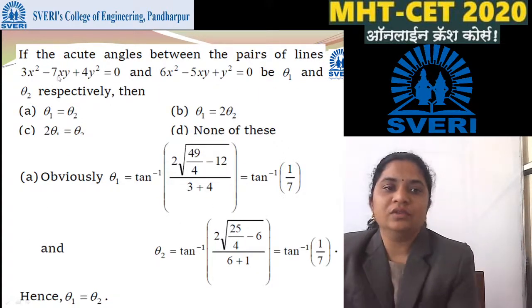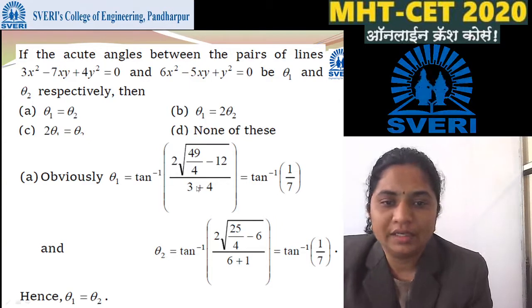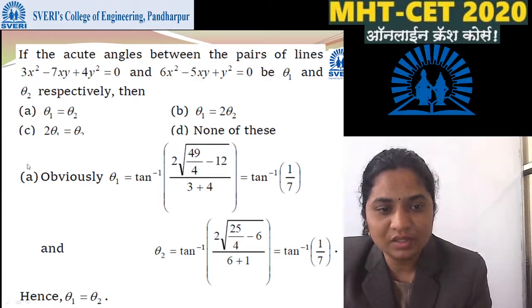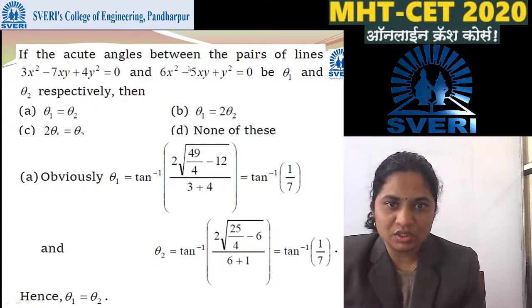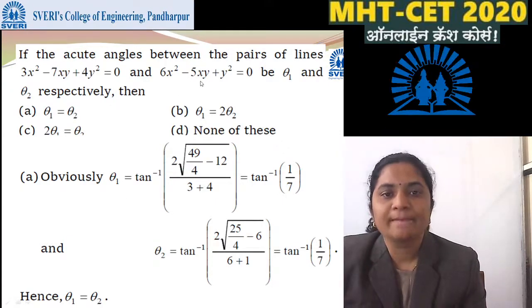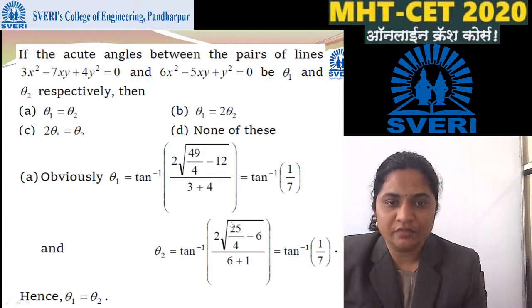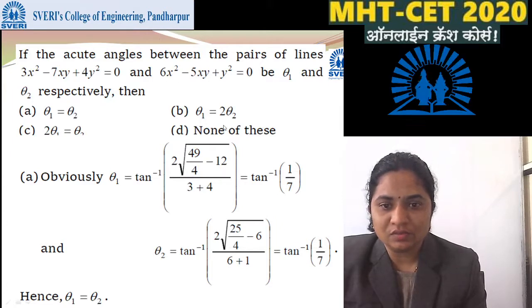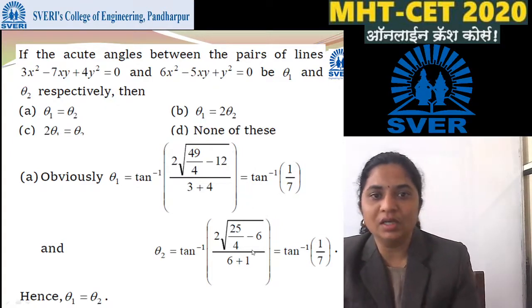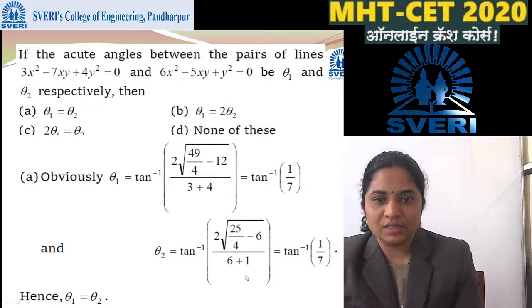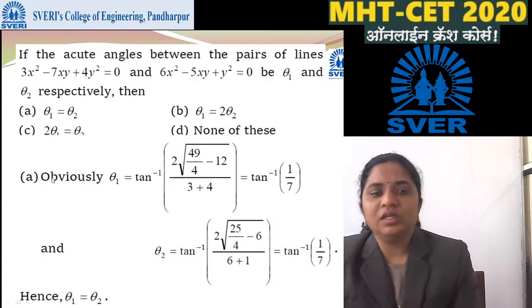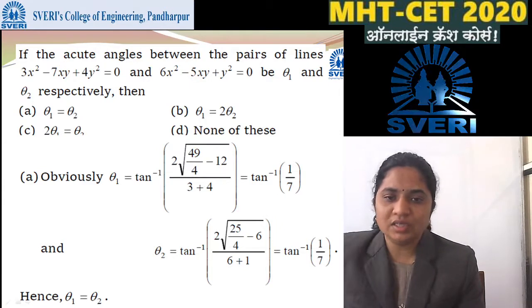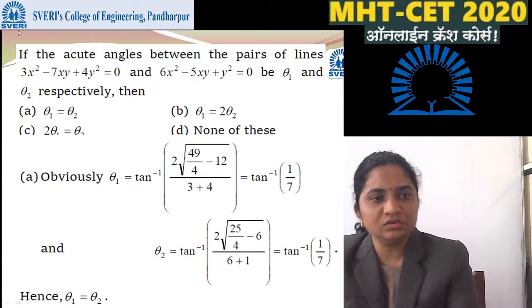Again, for the first equation, we write this, that is tan inverse 1 by 7. And for the second equation also, tan inverse 2 root h square, h is here 5 by 2, and if we square it, 25 by 4, minus ab, a is here 6, b is 1, so 6 into 1, 6, upon a plus b, 6 plus 1. Solving, it is tan inverse 1 by 7. So theta 1 and theta 2 both are the same. So theta 1 is equal to theta 2.